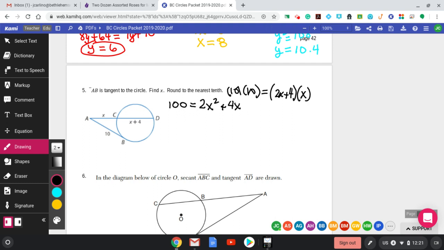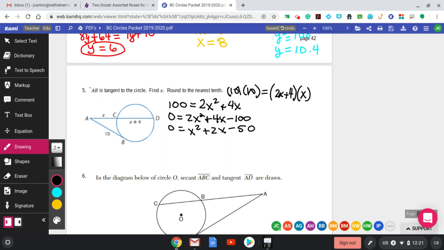Oh boy, you see something with a squared in it. We're going to have to factor. So move the 100 over. I get 0 equals 2x squared plus 4x minus 100. Before I even start factoring, you could probably take a 2 out, right? Divide everything by 2 to make this a little bit easier. X squared plus 2x minus 50. Okay, so that's where we're at right now.